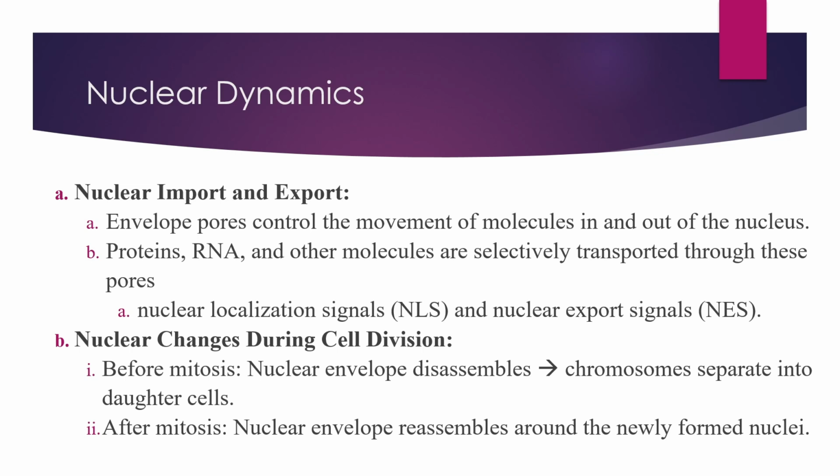Nuclear changes during cell division. So during mitosis, not before, but during mitosis, the nuclear envelope disassembles, allowing chromosomes to be separated into daughter cells. After mitosis, the nuclear envelope reassembles around the newly formed nuclei. Alright, so you can see where the nuclear changes come in. During mitosis, the nuclear envelope breaks so the chromosomes can split. And after mitosis, it comes back together, so you have new nuclei now.